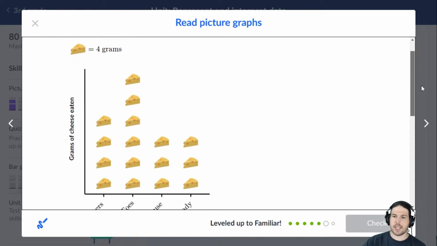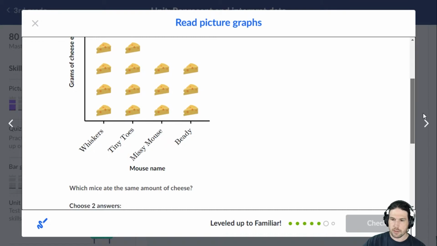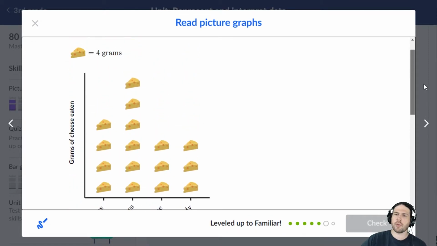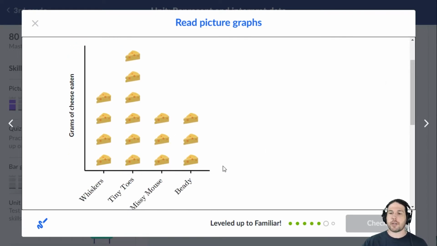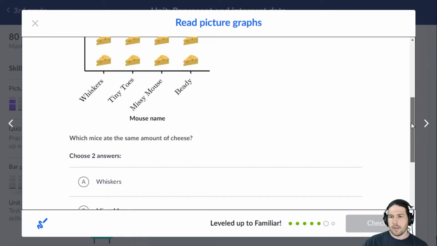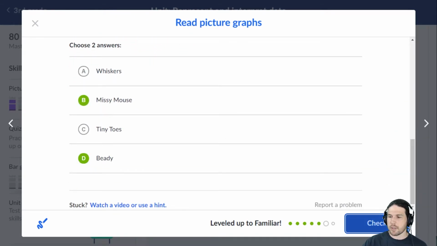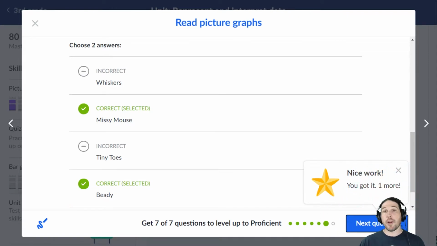If each cheese is 4 grams, which mice ate the same amount of cheese? Well, we don't actually need to know how much each one of these is worth to figure out which 2 of them are the same, right? The 2 that have the same number of pictures had the same amount of cheese regardless. And that is an important point, and I'm glad that they're making it here. So it is Missy Mouse and Beady that have the same amount, again, regardless of how much each cheese is worth.